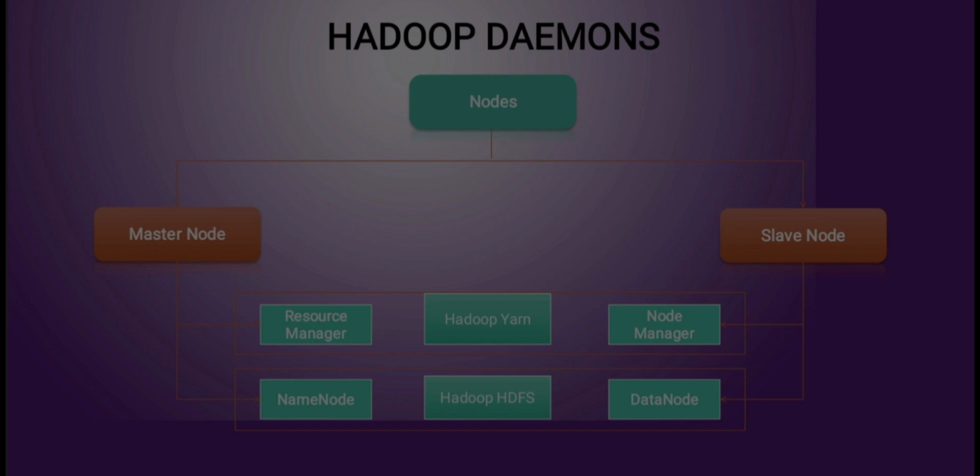Resource manager. A resource manager is also known as the global master daemon that works on the master system. The resource manager manages the resources for the applications that are running in a Hadoop cluster. The resource manager mainly consists of two things: one is the application manager and the second one is the scheduler.